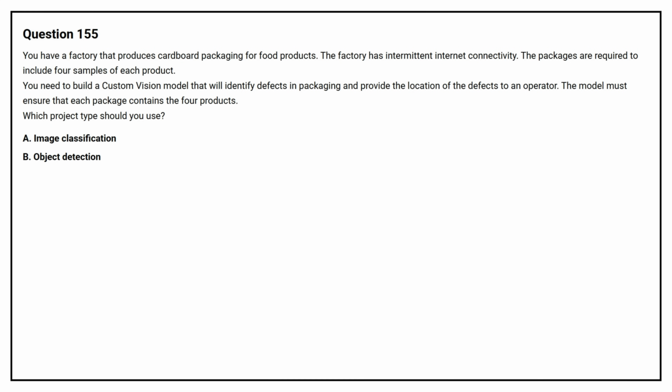Question number 155. You have a factory that produces cardboard packaging for food products. The factory has intermittent internet connectivity. The packages are required to include 4 samples of each product. You need to build a custom vision model that will identify defects in packaging and provide the location of the defect to an operator. The model must ensure that each package contains 4 products. Which project type should you use?